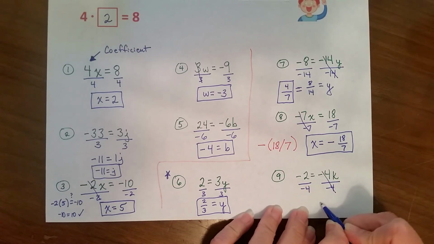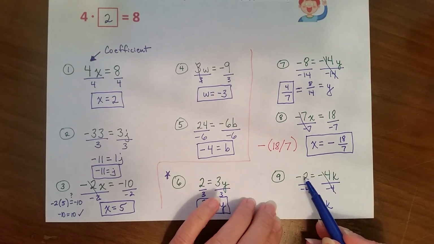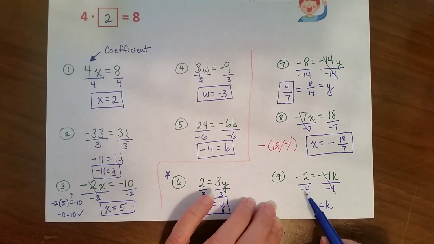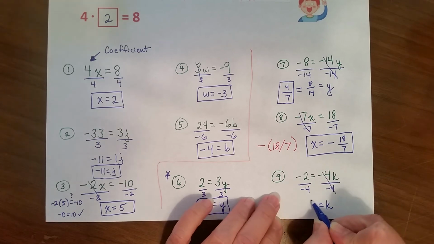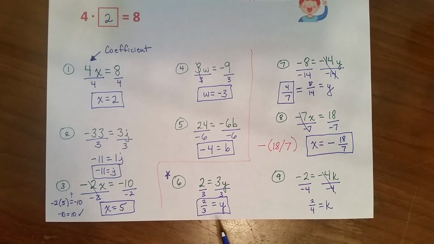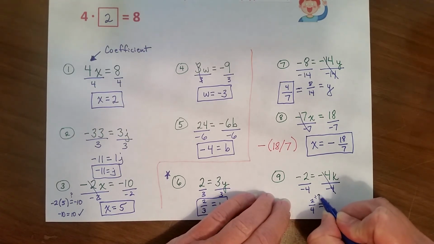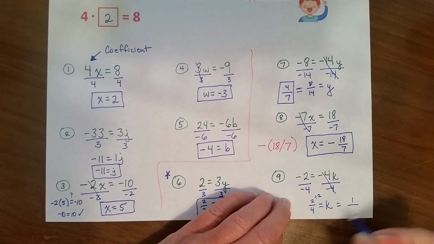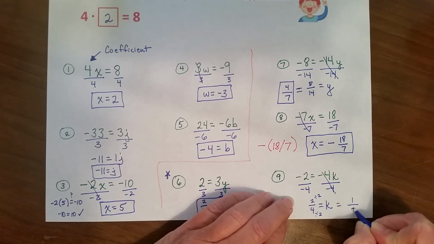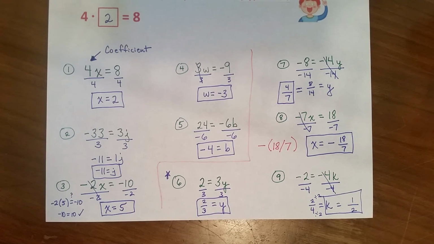-4 divided by -4 is 1, so that's just k. Now take a look at this. I have a negative divided by a negative. That's going to be a positive. So that's a positive 2/4. Does 2/4 reduce? Absolutely. 2 divided by 2 is 1. And 4 divided by 2 is 2. So our final answer is actually k equals 1/2.